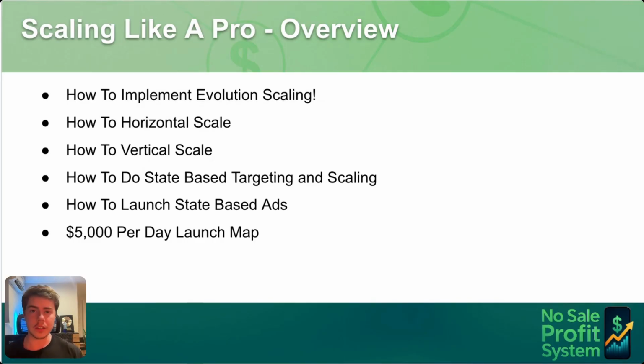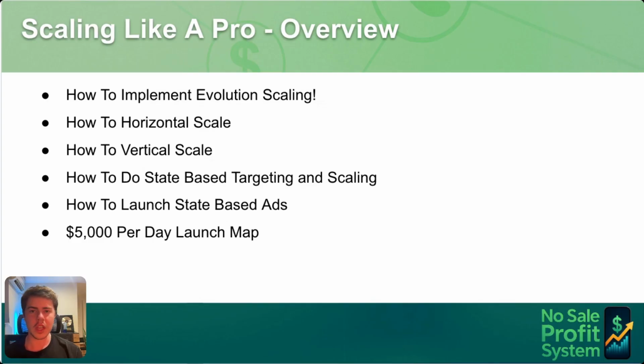And then vertical scaling. So vertical scaling is where you actually just increase the budget on one ad. So instead of duplicating that ad out twice, you could just double the budget on that individual ad. So again, we're not going to get into the nitty gritty on this overview, but Antonio is going to discuss how this works and how to do it again over the shoulder in an ad account. And then we're also going to introduce and teach you guys how to do state-based targeting and scaling.